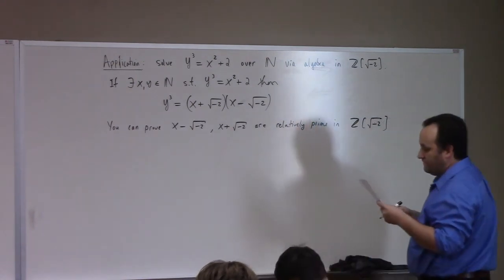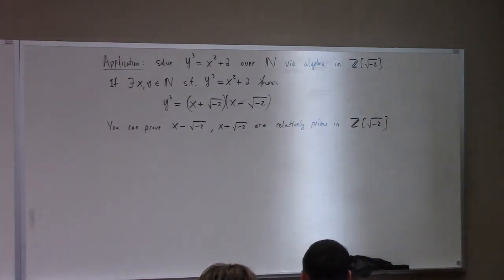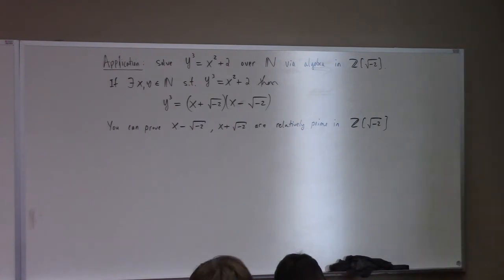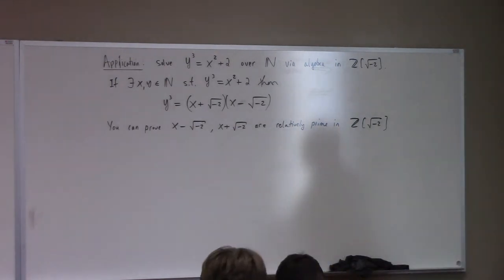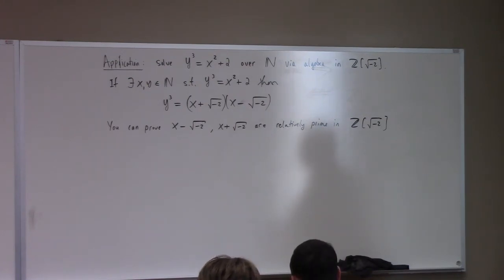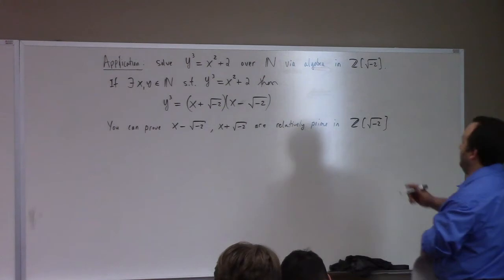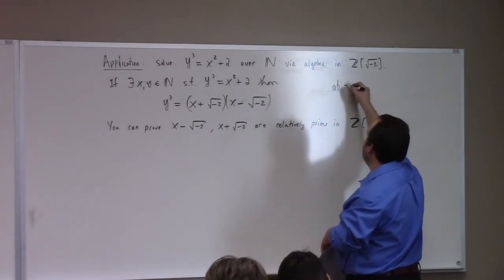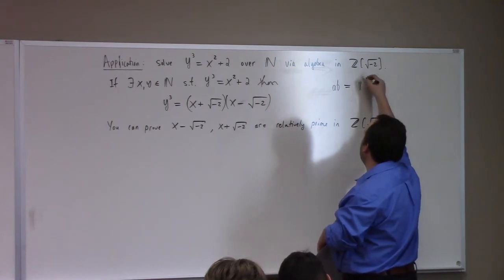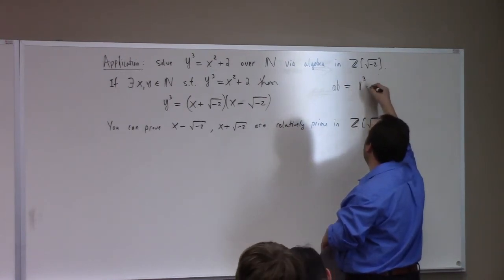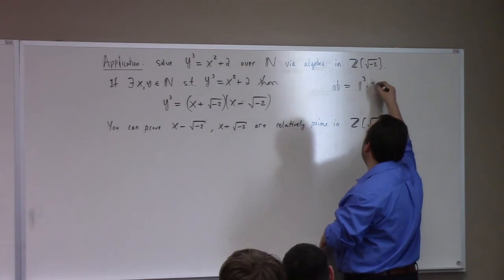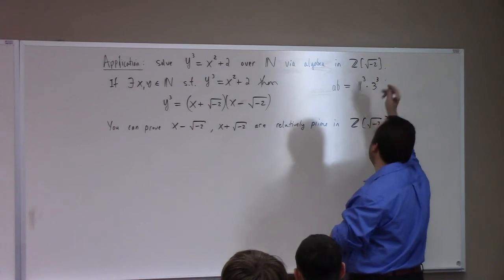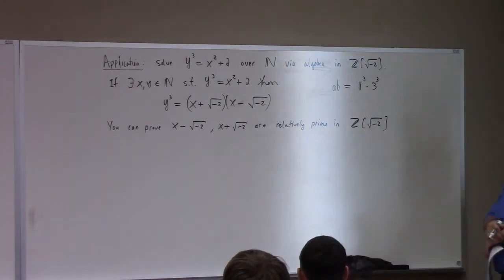All right. So you have the product of relatively prime things is equal to a cube. What's that say? If I have A and B relatively prime, and I have that they're equal to like 11 cubed times 3 cubed or something. What's that?